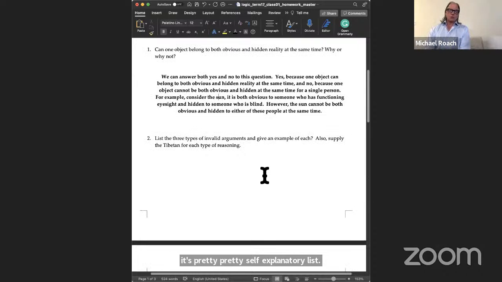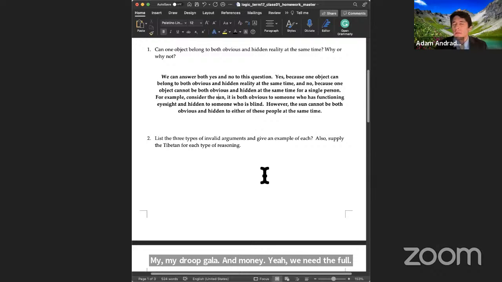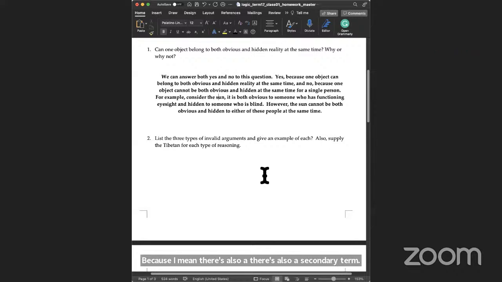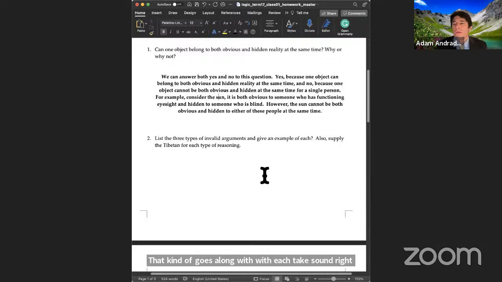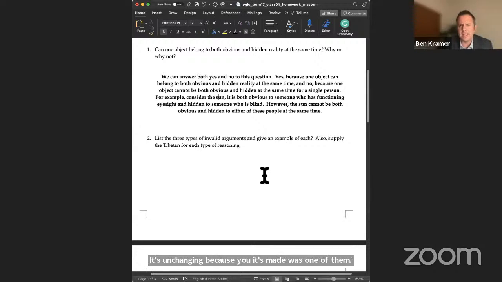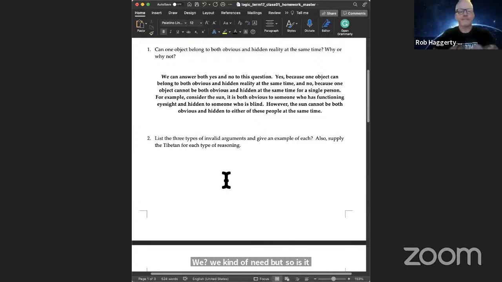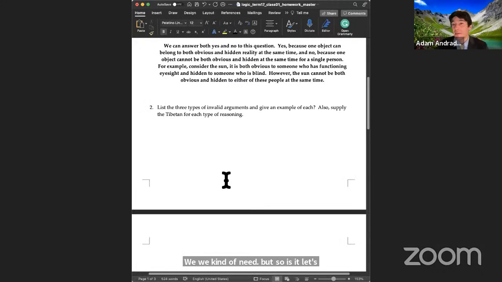Madrup, Gelwa, and Manet. We need the full names, because there's also a secondary term that goes along with each. Take sound. It's unchanging because it's made. Was that one of them? Changing. Yes, there you go. Do you guys have that second term that goes along with it? Because I worked the vocabulary into question two.